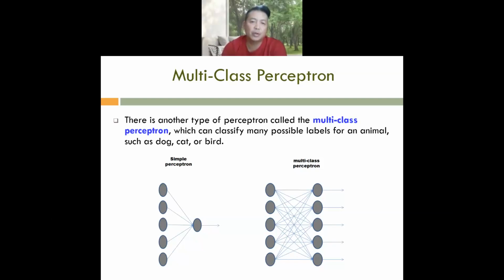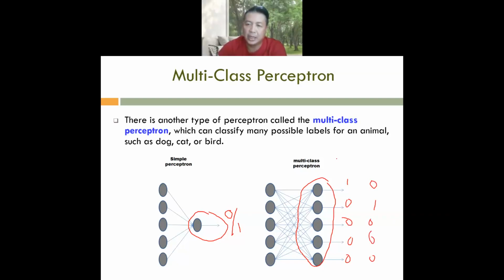So for the multi-class perceptron, notice that this is only for binary classification. If you have multi-class classification, you need to add more, because the output of this may be 0 or 1. Similar to this, for this class, if the output is 1, the rest will be 0. So if it is 0, this is 1, 0, 0. Basically, you just add more neurons on the output that you have.